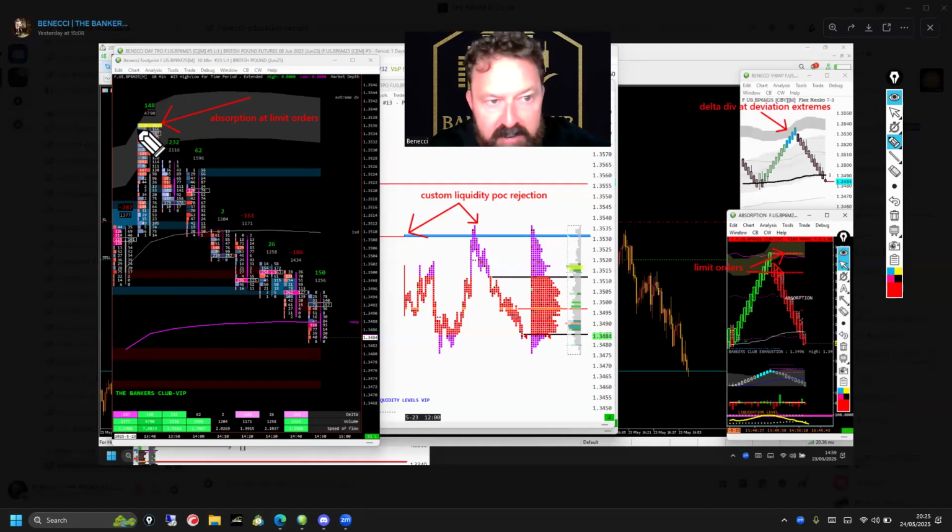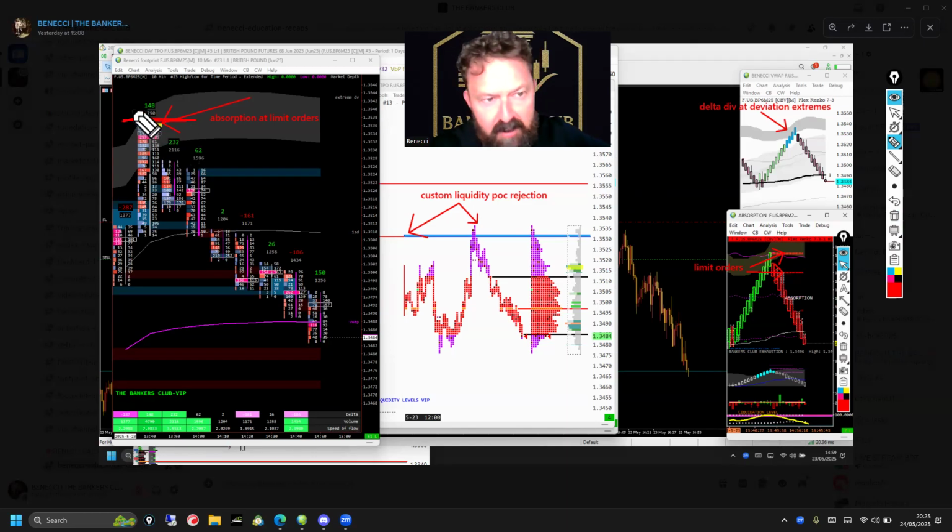So by that, I mean this little yellow line there highlights a study that shows where there are large resting limit orders, so where the pending orders are. We can also see on the bottom right of this chart where the limit orders were sitting. So that's good to know. We know there are large limit orders sitting there.